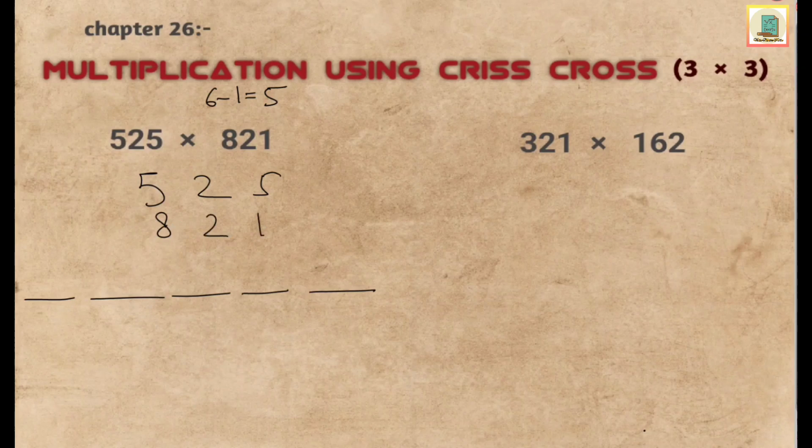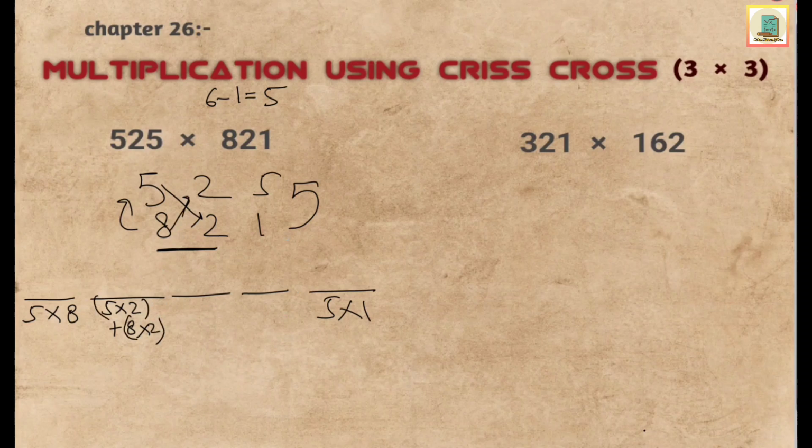Now we'll start multiplying. In the first partition we will multiply 5 by 8. In the last partition, we multiply 5 by 1. Now, in the second partition, we'll multiply these two numbers diagonally and add them. That means that 5 will be multiplied by 2 plus 8 will be multiplied by 2. And in the fourth partition also, we will multiply these two sets of numbers diagonally and add them. That means 2 will be multiplied by 1 plus 2 will be multiplied by 5.